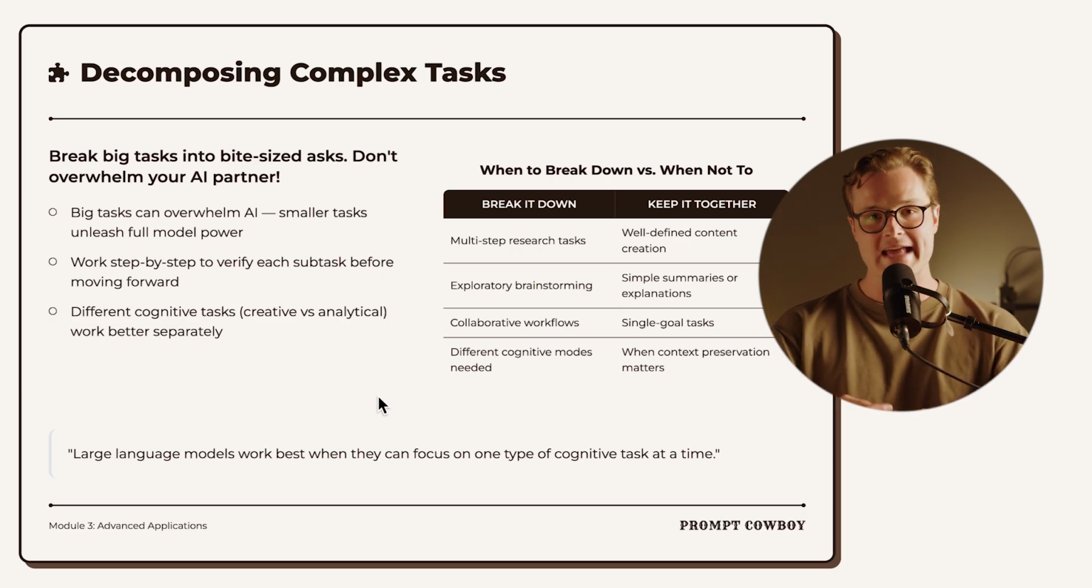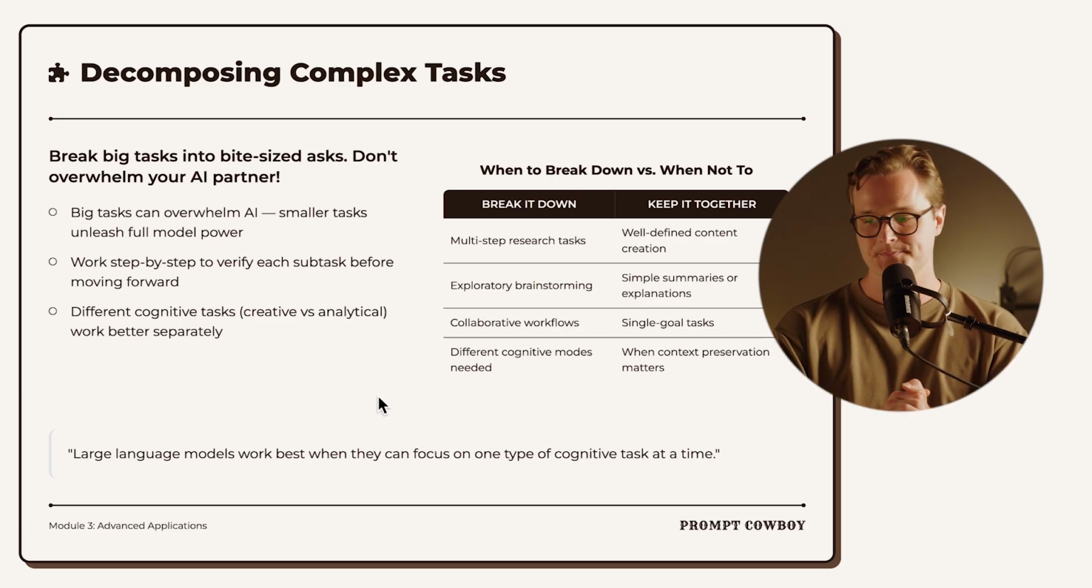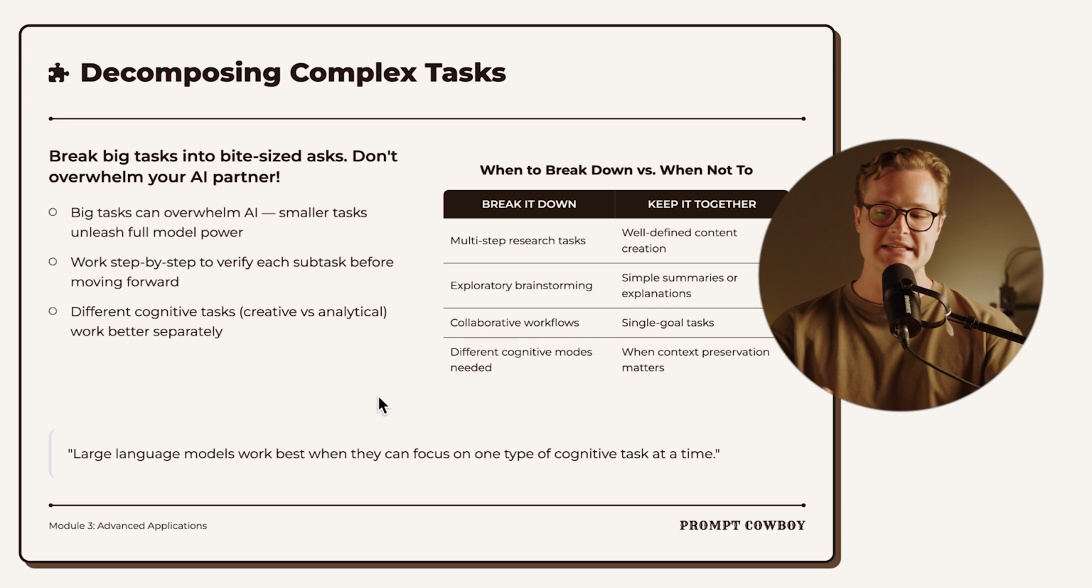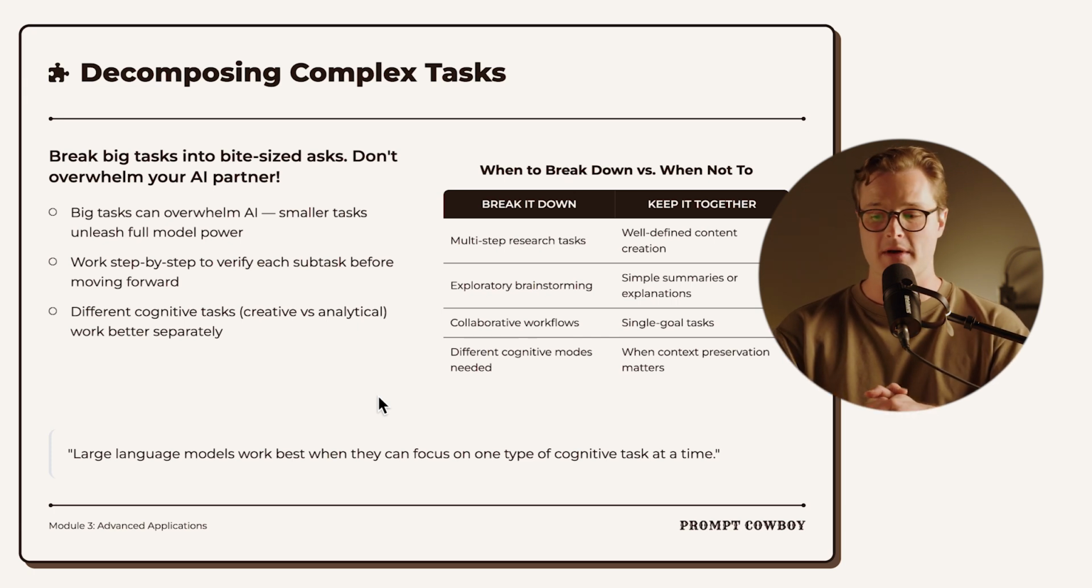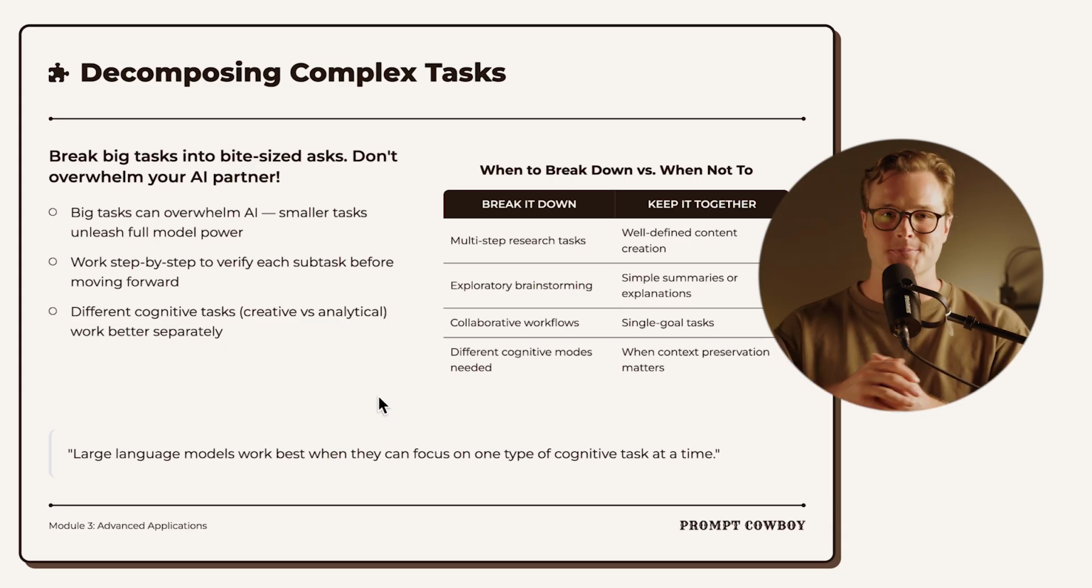So before I show you an example of what this looks like in practice, let's walk through when you should break down tasks into smaller prompts or when you should just put everything into one prompt. So when should you break it down? Well, if you have a multi-step research task, it can be useful to break it down. If you are exploring things, brainstorming with the AI, collaborating and going back and forth with it, or like I said before, if you have a different kind of cognitive mode, the creative versus analytical.